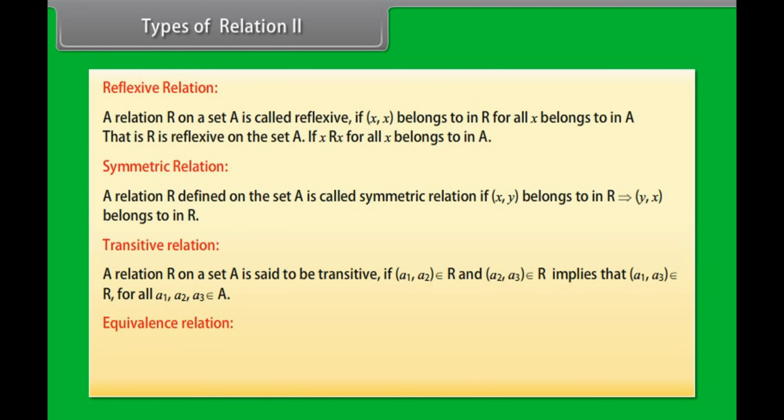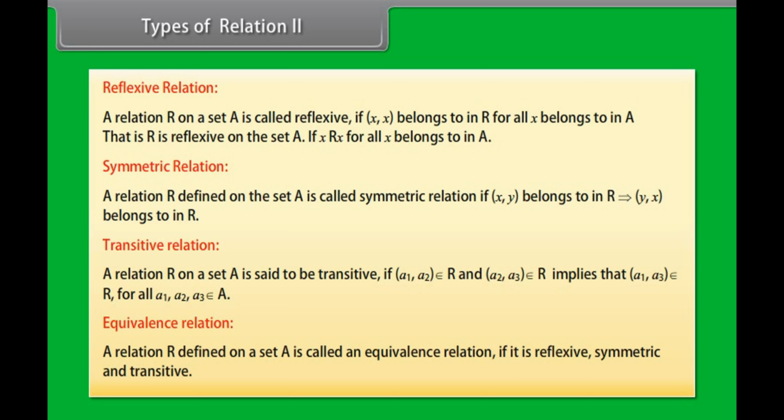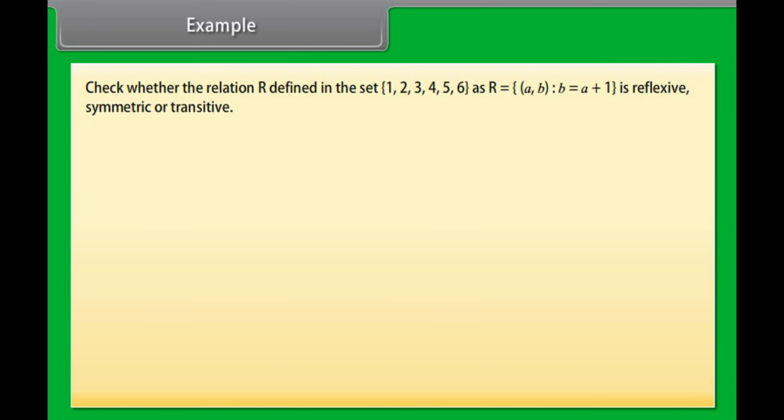Equivalence relation. A relation R defined on a set A is called an equivalence relation if it is reflexive, symmetric, and transitive. Example. Check whether the relation R defined in the set {1, 2, 3, 4, 5, 6} as R = {(a, b): b = a + 1} is reflexive, symmetric, or transitive.